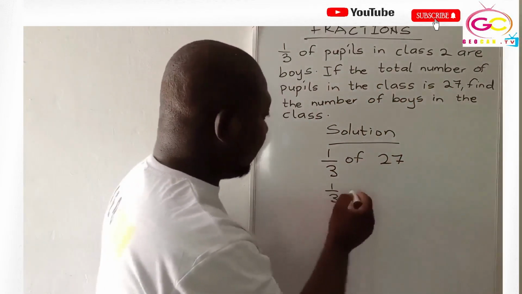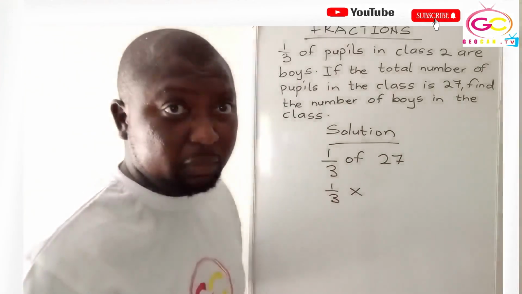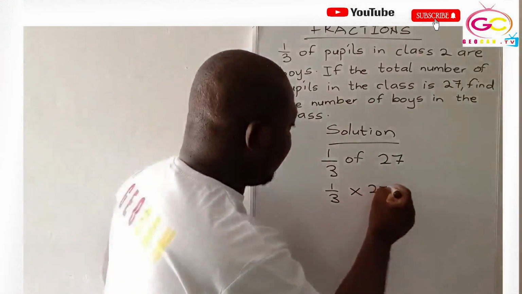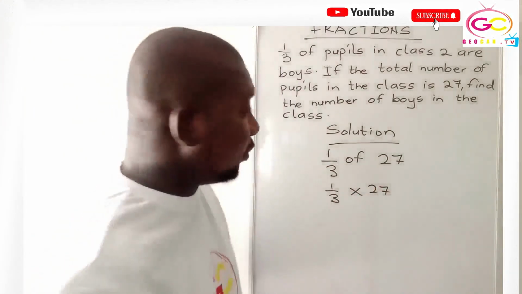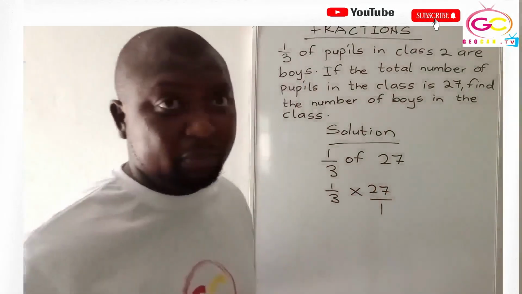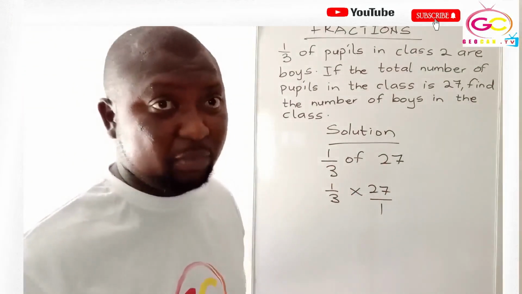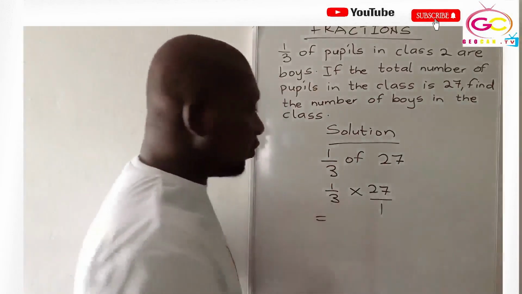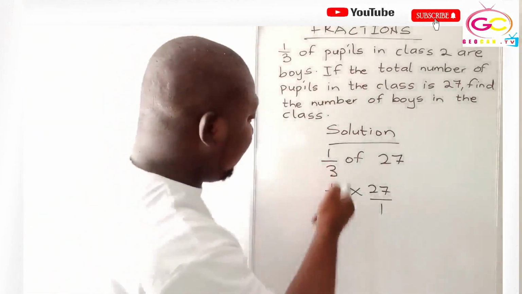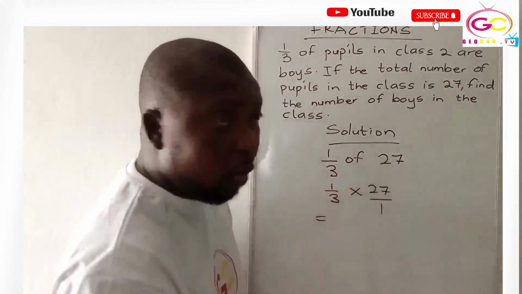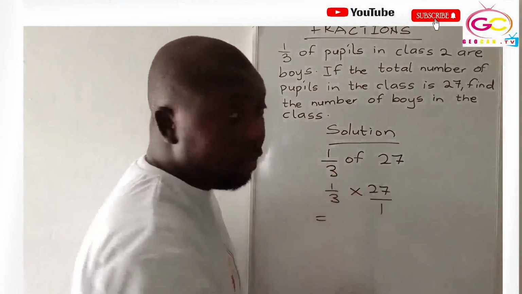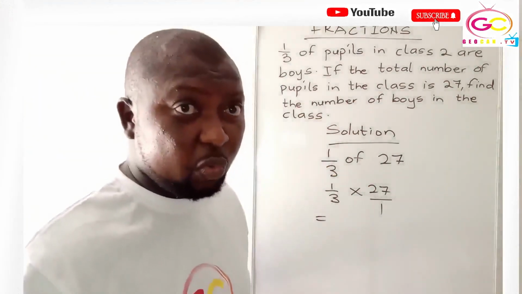1 over 3 times what? Of simply means multiplication. 27. 27 can also be 27 over 1, it is the same thing. We put over 1 in order to make it simple for us. Good, is equal to, now you check whether you can cancel vertically or diagonally. Note, I believe you know that.